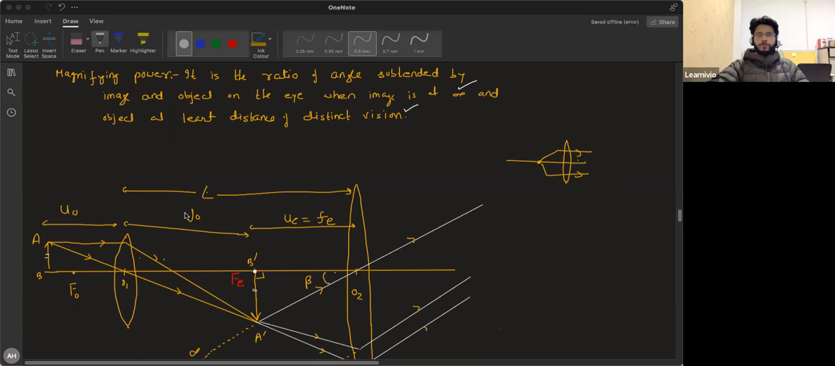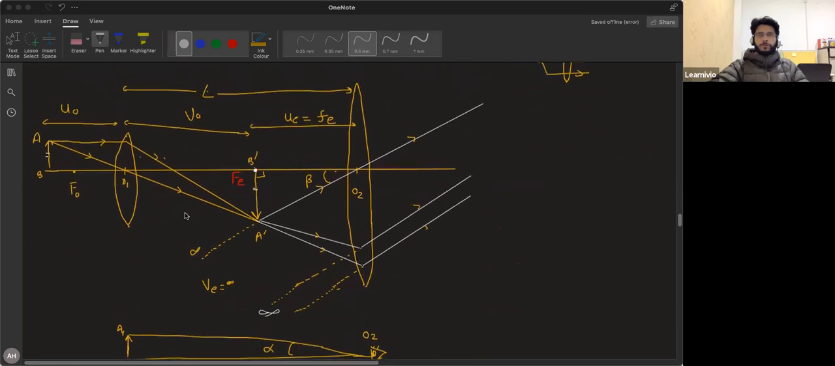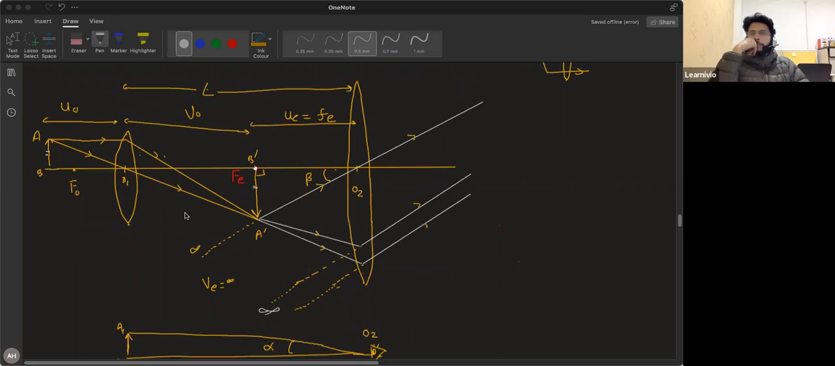Can I scroll? Please draw the ray diagram. Don't take screenshot of this diagram. Huh?